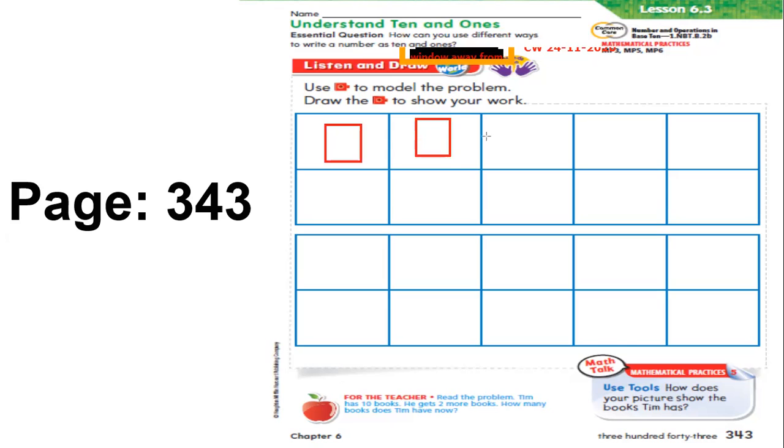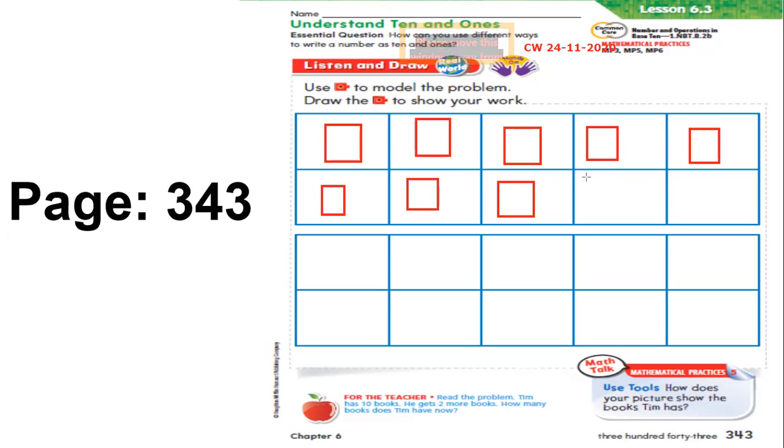1, 2, 3, 4, 5, 6, 7, 8, 9, 10. So on the start, he has 10 books. Now, the two cubes in the 10 frame shows the 2 books he gets. So then we have 2 more, 1 and 2. So 10 ones and 2 ones is the 12. So Tim has the 12 books.